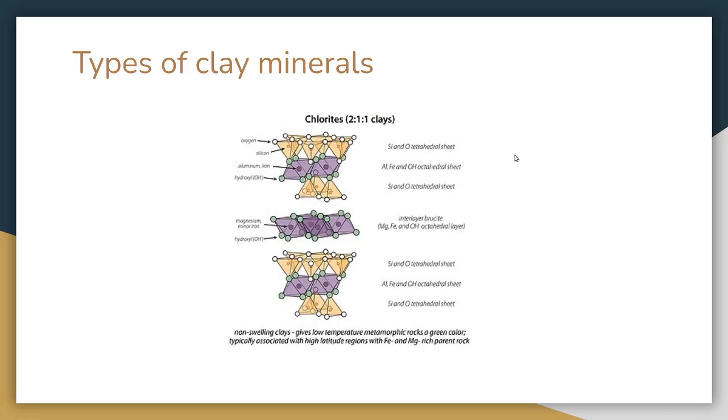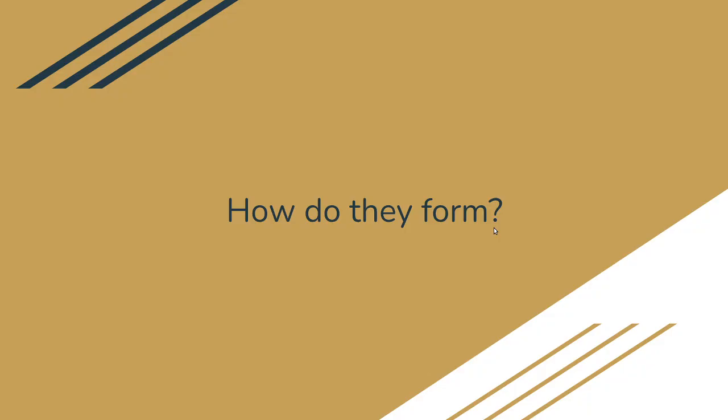And then we have chlorites, which have two sandwiches, and in between we have another interlayer of aluminium, but some of the aluminium is actually magnesium and iron, sorry.